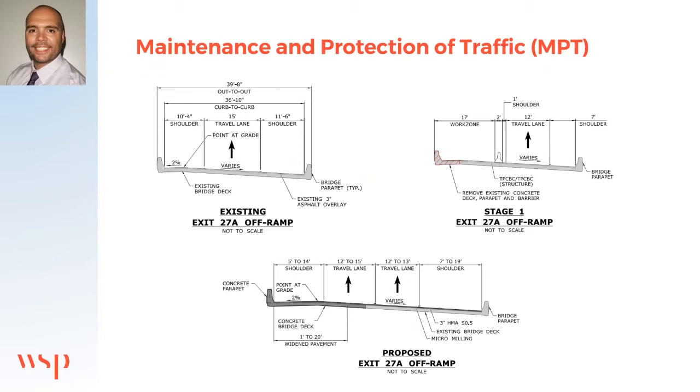Finally, the image at the bottom is a representation of what the ramp will look like once the widening has been completed. 2 travel lanes will be provided, as well as a varying right shoulder width. Again, this is to provide the adequate sight distance needed as you drive around the ramp.